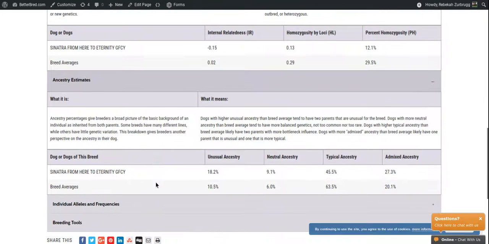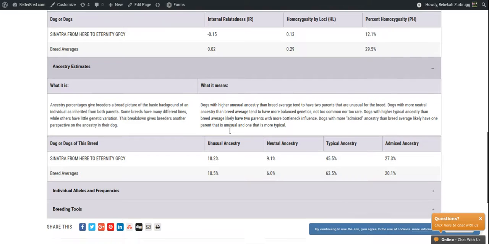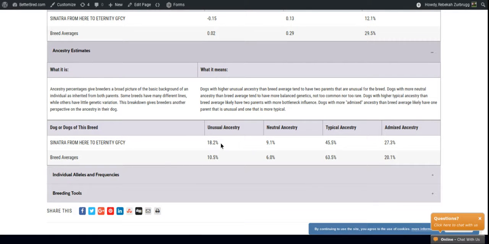Now, ancestry estimates is what I was saying I could take a look at. You can see here he has 18.2% unusual ancestry, 9.1% neutral, and 45.5% typical. And here you can see admixed, which means what portion of his genes have rare to common. He has a good amount of that, which probably means that one of his sire or dam is more atypical for the population that's been tested. But again, it seems like your breed has a lot of overall unusual ancestry, neutral ancestry, and typical because you're so well distributed. So as we test more dogs, these numbers may change.